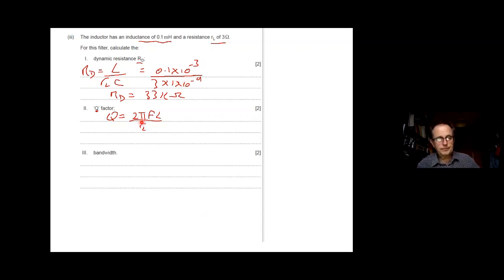Q factor equation, look it up. Straight use. What you're looking for here is your mathematical skills more than anything. So we've got a frequency there, which came from the question, 5 times 10 to the 6, using the inductance.